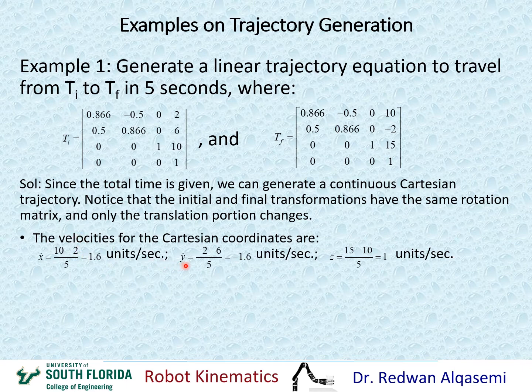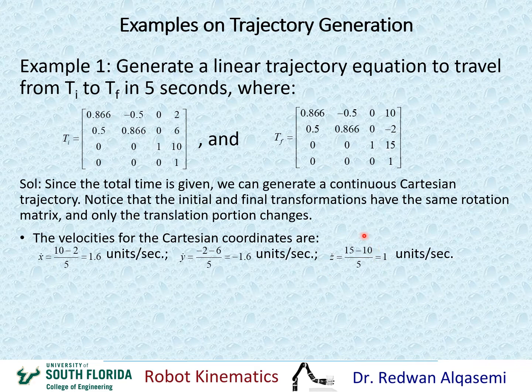And then my Cartesian velocity in the y direction, again, y final minus y initial. Y final is here, -2. Y initial is here, 6. So -2 minus 6 divided by the total time, which is 5. And that would give me -1.6 units per second.